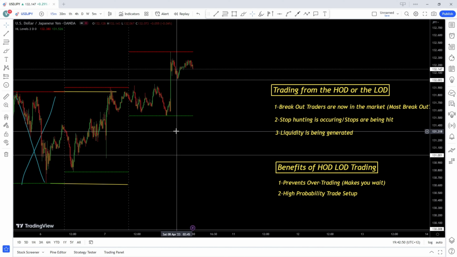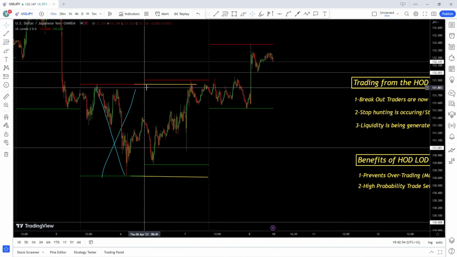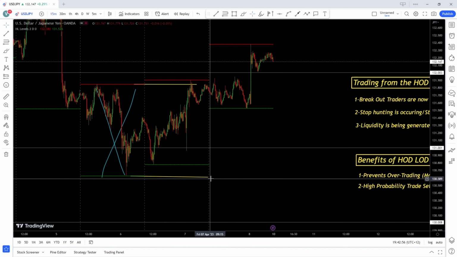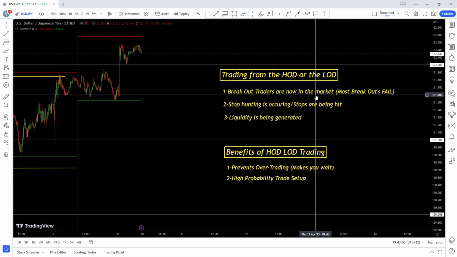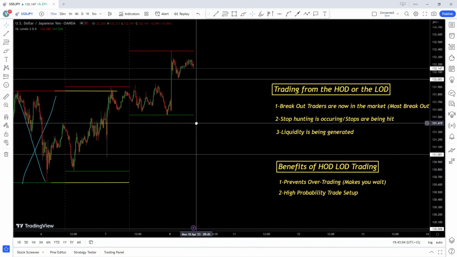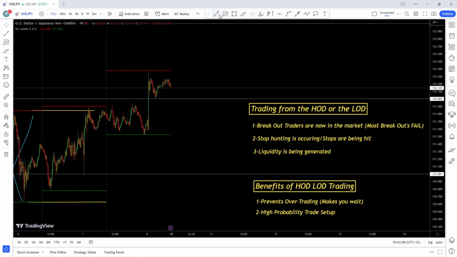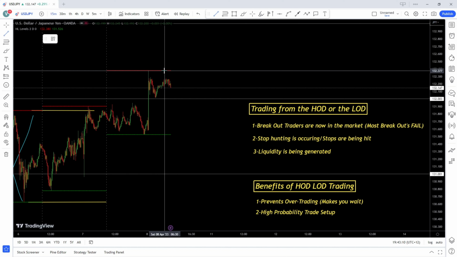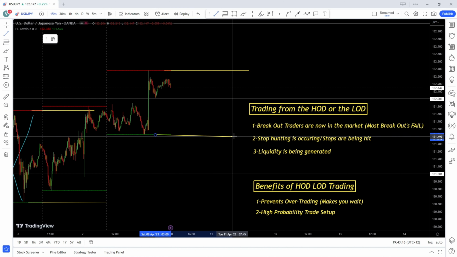So basically, all you need is to understand the high and low of the day. Understand these three concepts: that breakout traders are now in the market and that most breakouts fail. So you never want to be trading inside of the box. So for yesterday, all we'd be doing is marking out the high of the day and the low of the day.